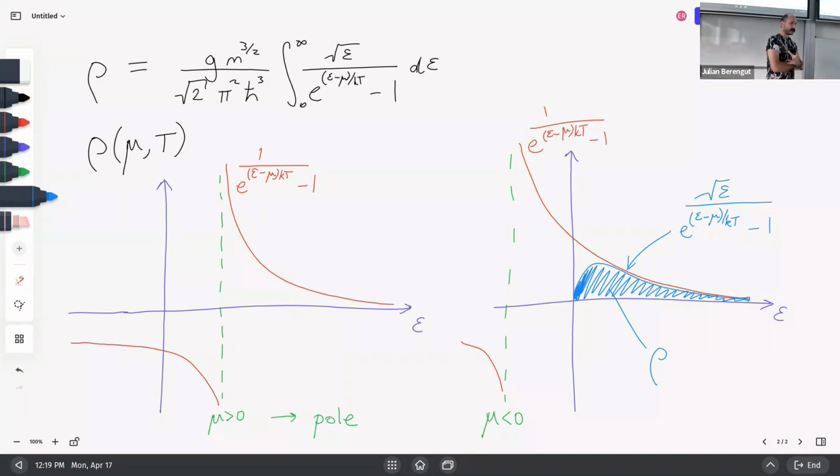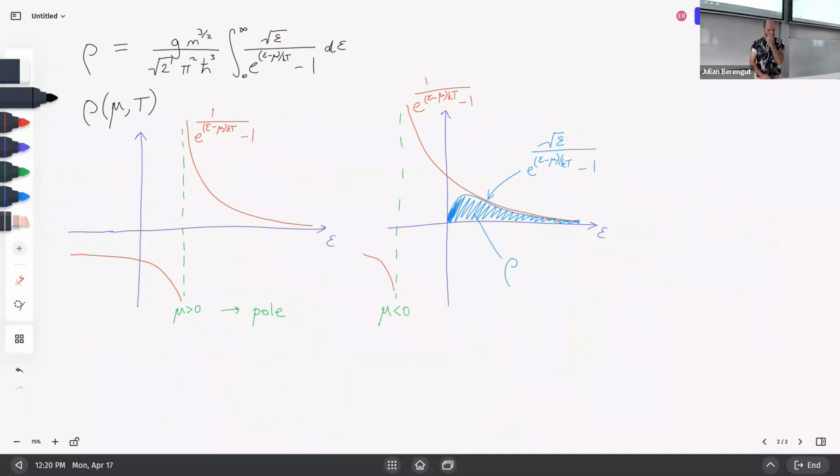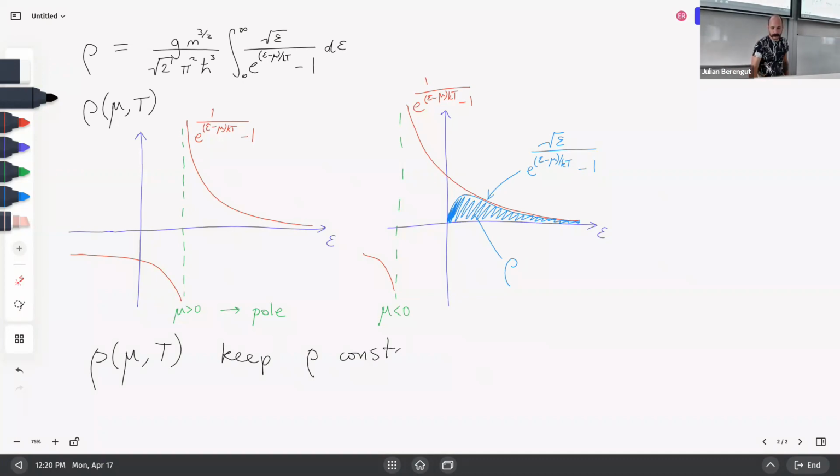There's more to it than that as well. If I take this rho as a function of mu and T, then I can adjust mu and T to make this graph a slightly different shape. For example, I might lower the temperature of my sample but keep the density constant. So take this rho, keep rho constant while lowering T.